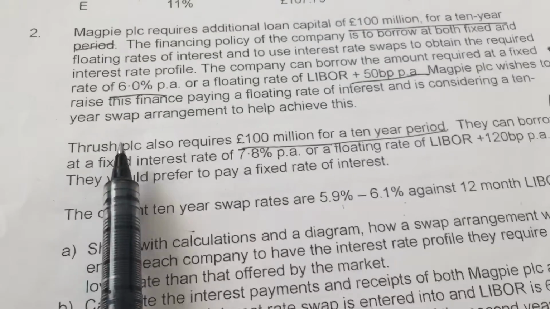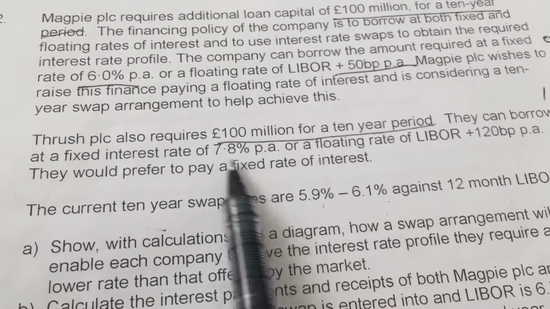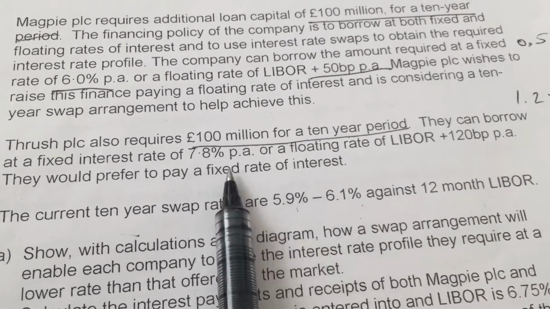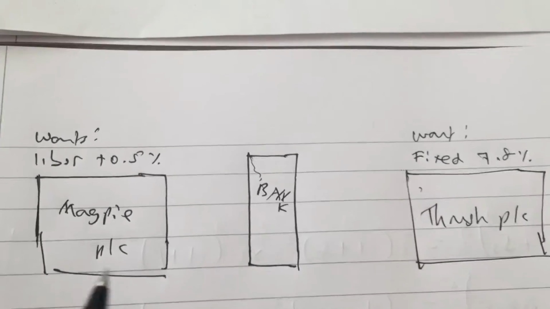Thrush PLC. Thrush PLC, what do they want? Thrush PLC can borrow at fixed, or they can borrow at LIBOR, and they want to pay fixed. So Thrush wants to borrow from the bank at the fixed 7.8%. So Thrush PLC, what do they want? They want fixed 7.8%. Okay, and we're telling Magpie they have no choice.